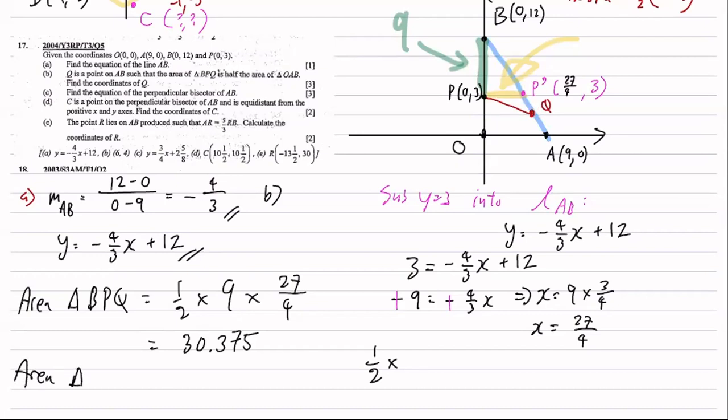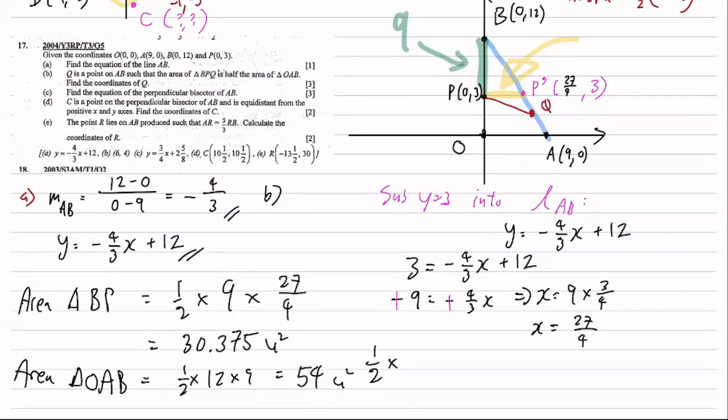Oh no. That's 54. Is it half? It's not half. What does it mean? What does it mean about point Q? Okay, wait, compare. This is what we found. Area of triangle. Oh, sorry. Half times 9 times 27 over 4 is not it. Let me double check first. Sorry, I labeled wrongly. This is not BPQ. This is BPP prime.